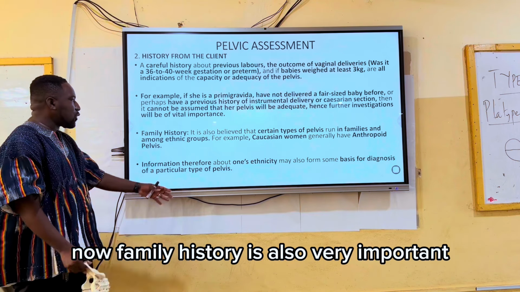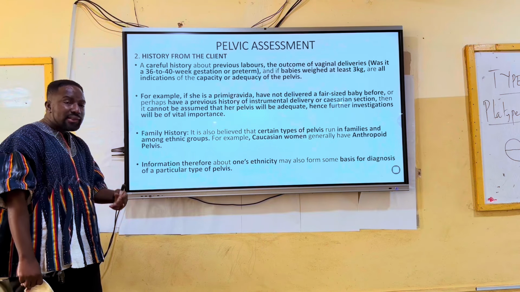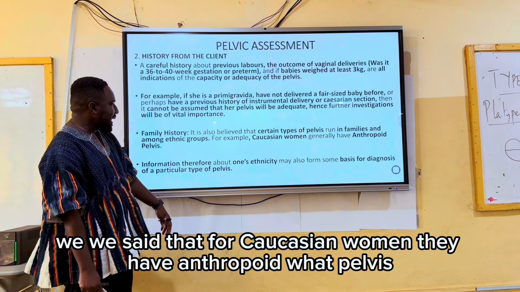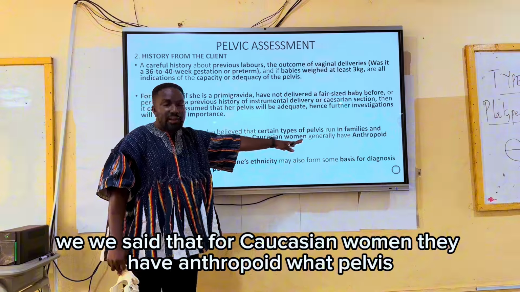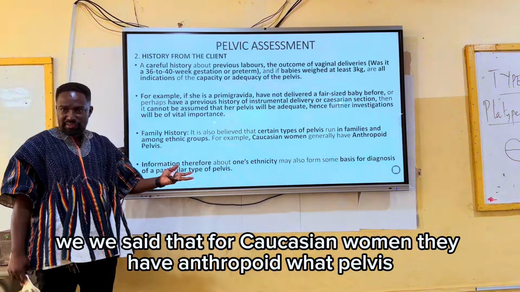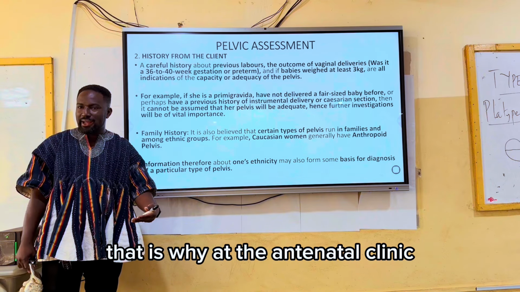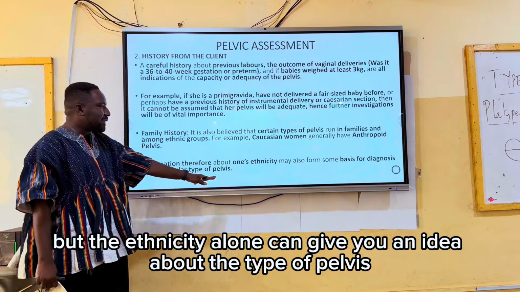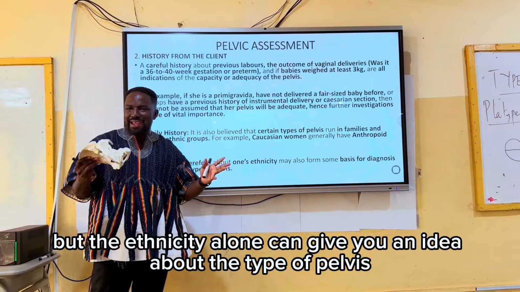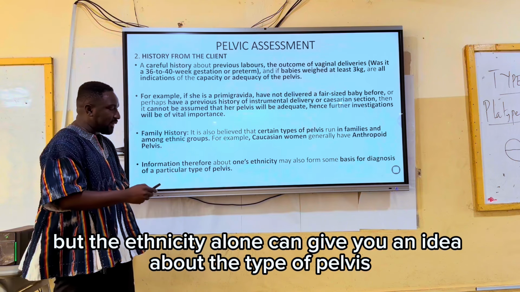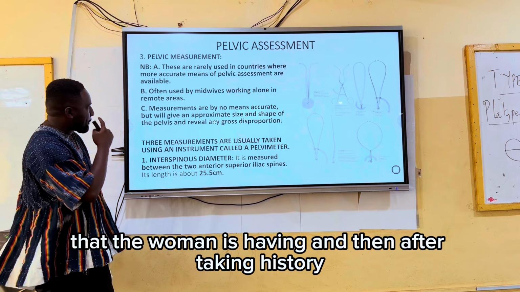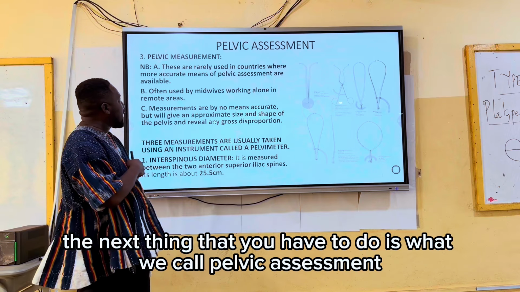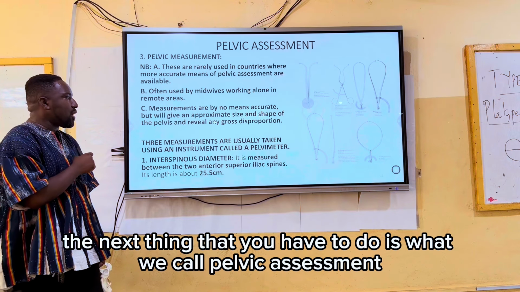Now, family history is also very important. Some types of pelvis run in certain families. We said that for Caucasian women, they have anthropoid what? Pelvis. That is why at the antenatal clinic, you also have to take what? Family history. But the ethnicity alone can give you an idea about the type of pelvis that the woman is having. And then after taking history, the next thing that you have to do is what we call pelvic assessment.